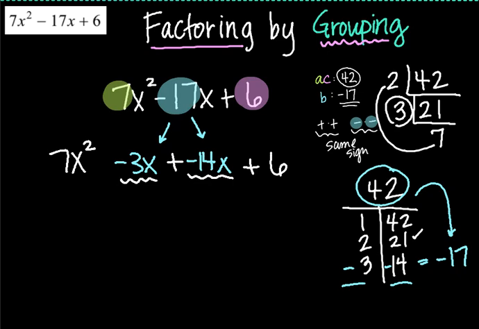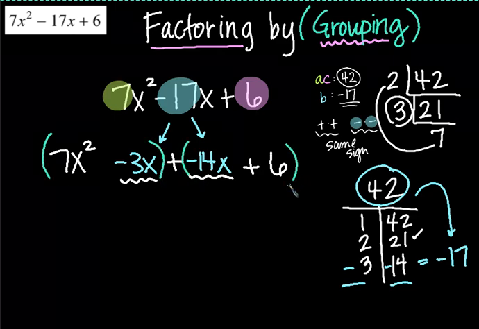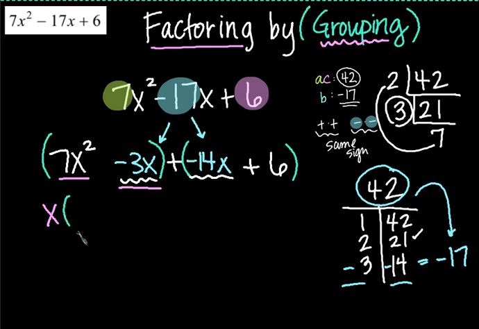And now we're going to do the name of the game here. We're going to group into binomials. And now we're going to factor out the greatest common factor from each binomial. The greatest common factor of 7x squared and negative 3x is actually x. And what's left behind from 7x squared after we factor an x out? 7x. What's left of negative 3x after we factor an x out is negative 3.